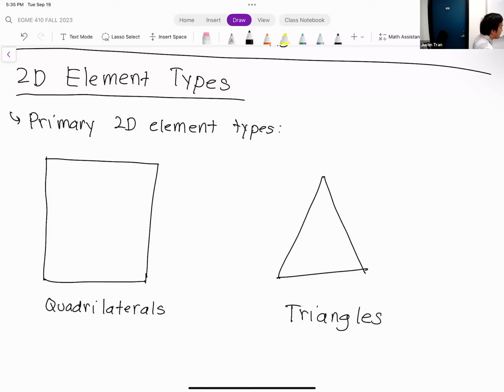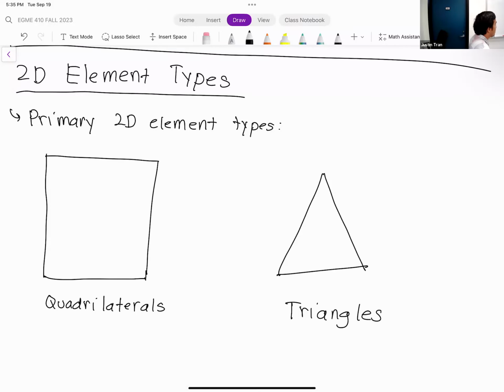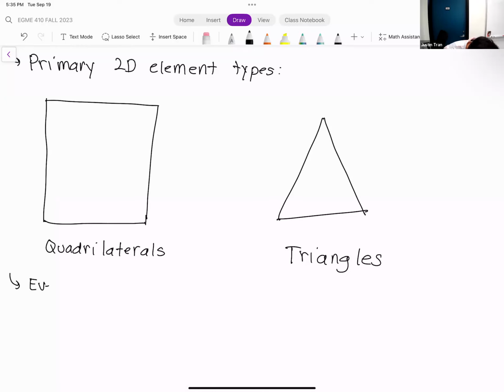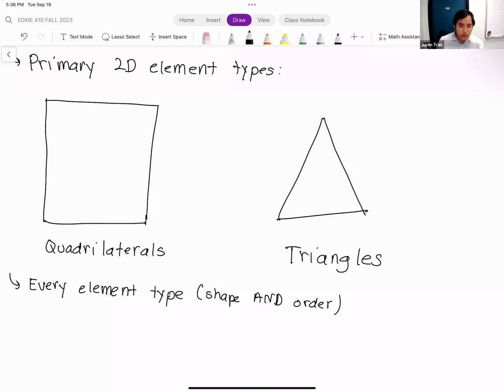And so what we're going to do for today is dive more into the differences between these two element types. We're going to dive into their linear versions and quadratic versions, what that means, and how that scales up with the cost of these simulations. Okay. All right. But before we dive into these element types, we have to go over the concept of a shape function. So every element type, and when I say element type, I not only mean the shape of the element, but also its order. Okay? Every element type has an associated shape function that defines its property space.